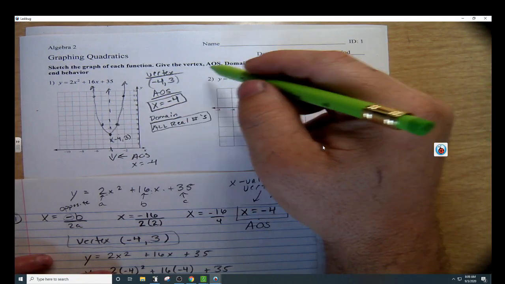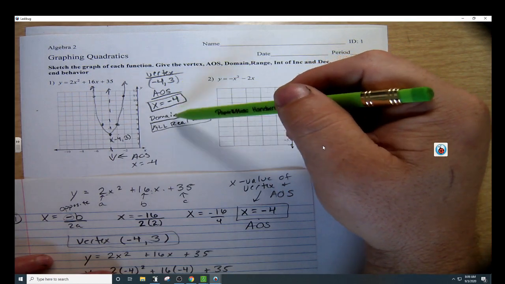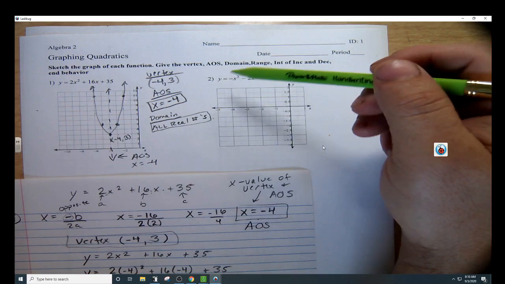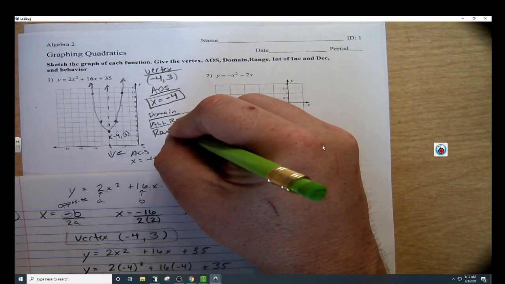So we found the vertex. We found the axis of symmetry. We found out the domain is all real numbers for all quadratic functions. Now let's talk about the range real quick. Now think about it, guys.